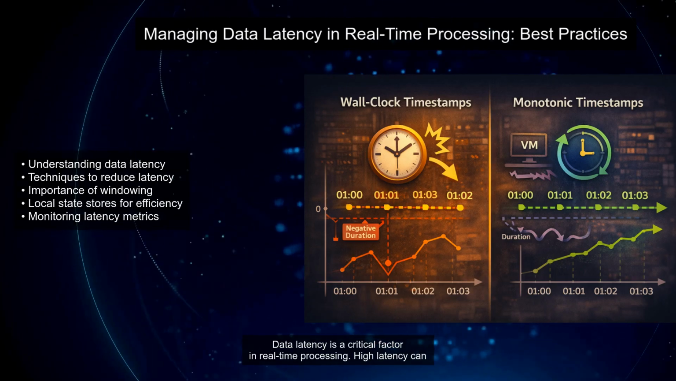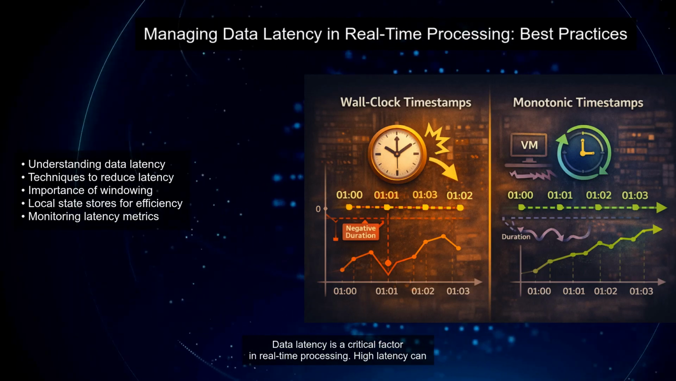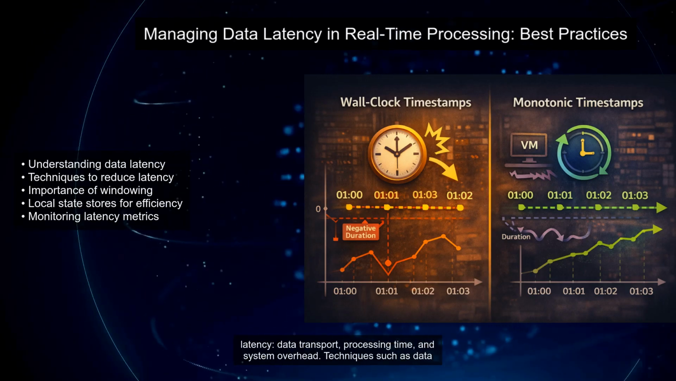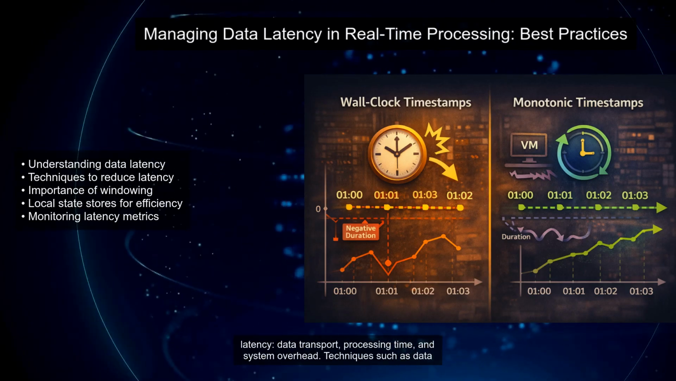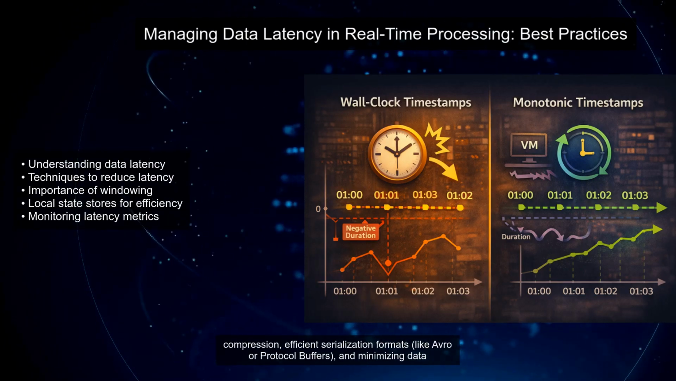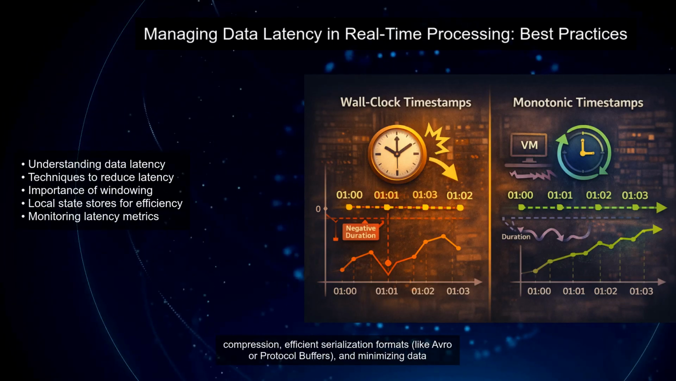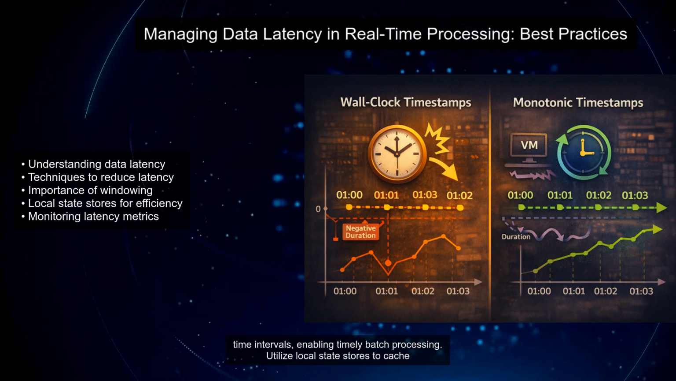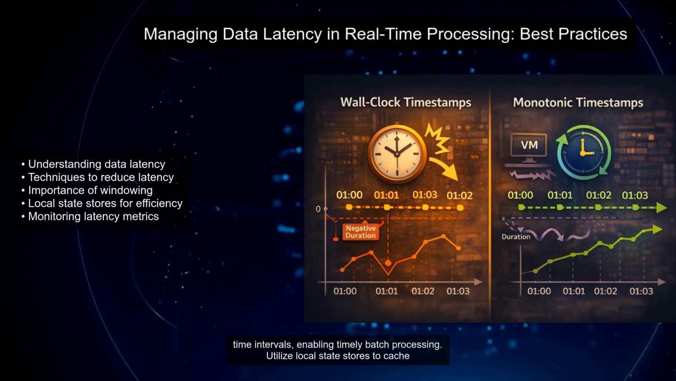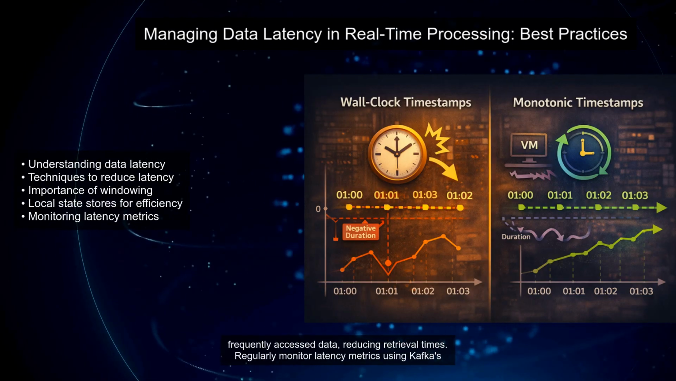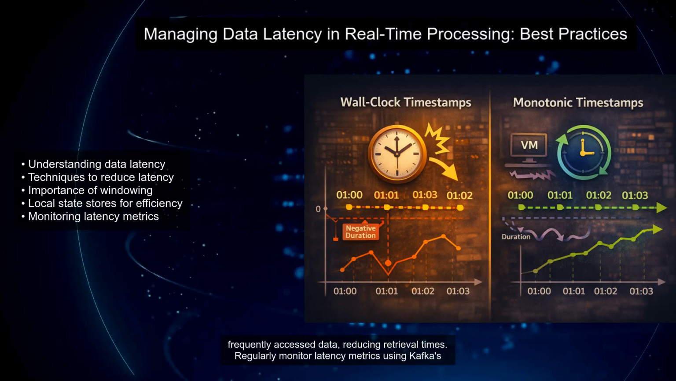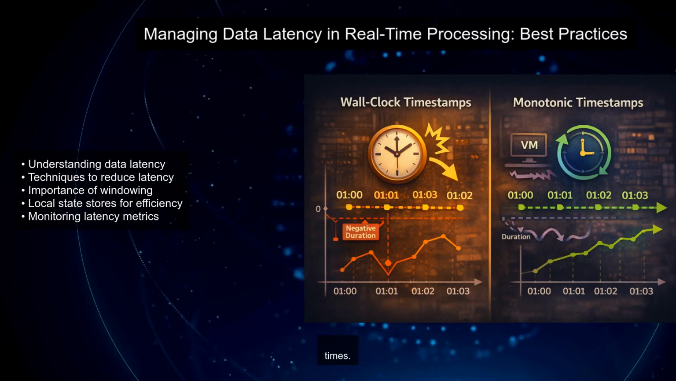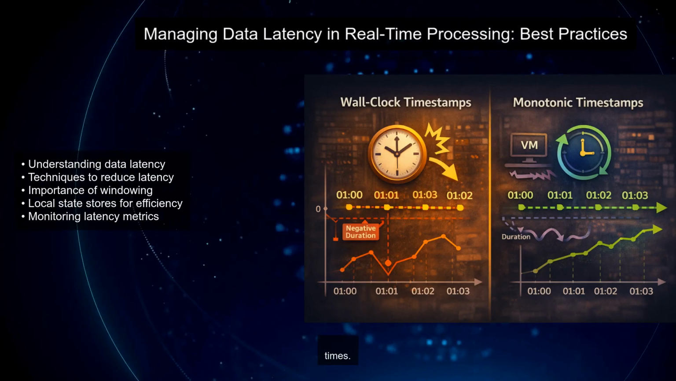Data latency is a critical factor in real-time processing. High latency can diminish the usefulness of your predictions. Begin by understanding the sources of latency: data transport, processing time, and system overhead. Techniques such as data compression, efficient serialization formats like Avro or protocol buffers, and minimizing data hops can significantly reduce latency. Implement windowing to group incoming data over time intervals, enabling timely batch processing. Utilize local state stores to cache frequently accessed data, reducing retrieval times. Regularly monitor latency metrics using Kafka's monitoring tools to identify bottlenecks and optimize your pipeline for quicker response times.